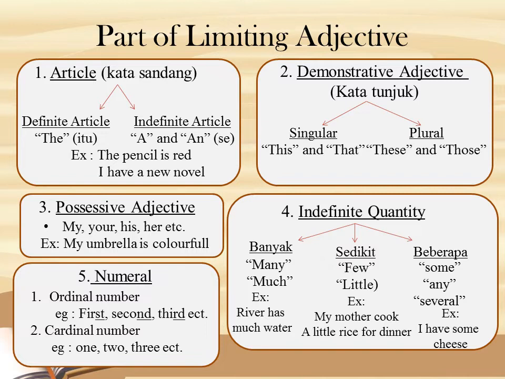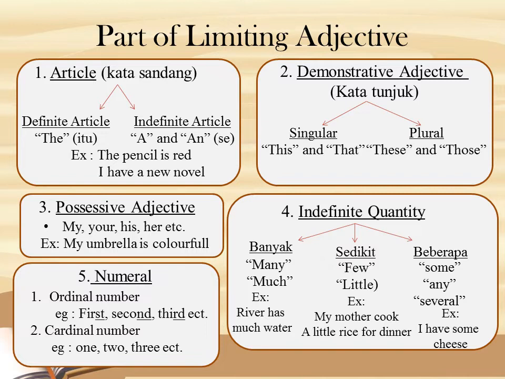The fourth, indefinite quantity. Indefinite quantity is used to discuss quantity that is not clear, of non-specific things. There are three kinds. Yang pertama, yang berarti banyak, such as many and much. For example, the river has much water. Many is used for countable nouns and much is used for uncountable nouns.